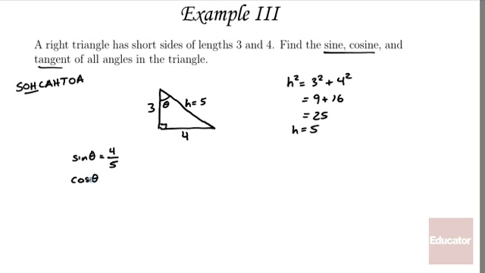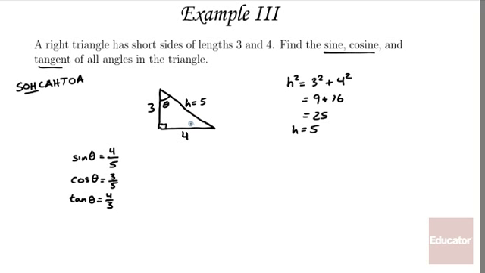Cosine theta is equal to adjacent over hypotenuse. Well, the side adjacent to theta is 3. Hypotenuse is still 5. And tangent of theta is equal to opposite over adjacent. Again, we haven't really learned what the tangent means yet, but we can still use SOHCAHTOA. The opposite over adjacent is 4/3.